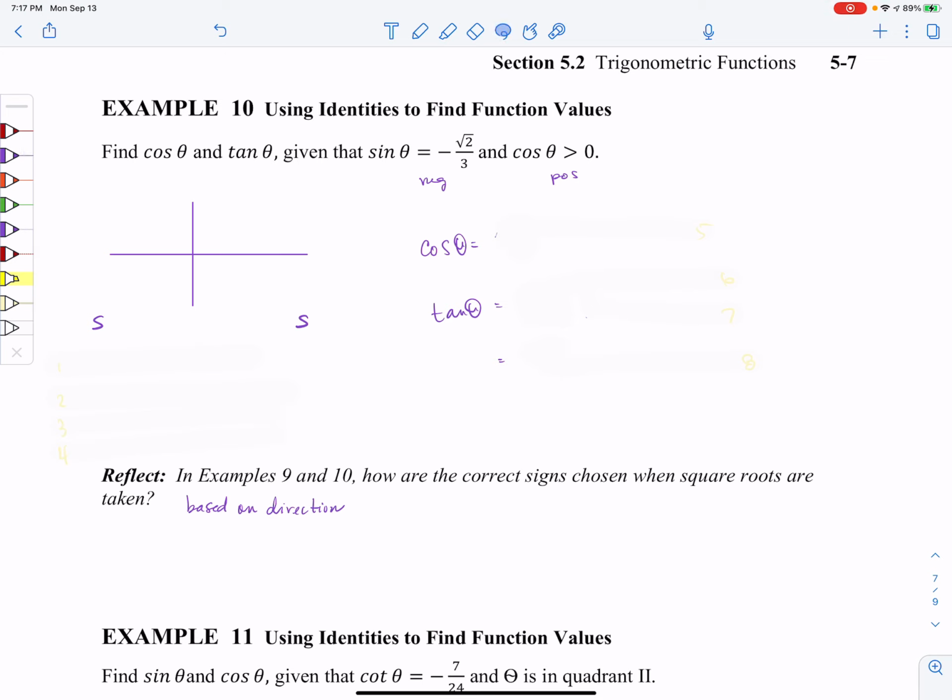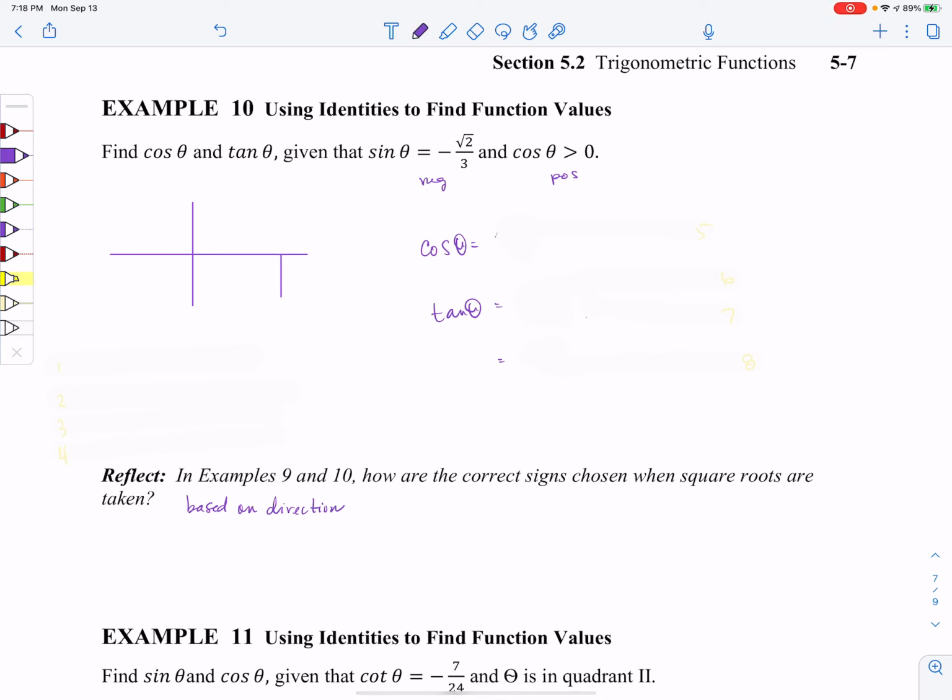And also where cosine is positive. So cosine is always going to be related to the x values. So cosine is positive in quadrants 1 and 4. So the first thing that we have to do is draw the picture in the 4th quadrant.